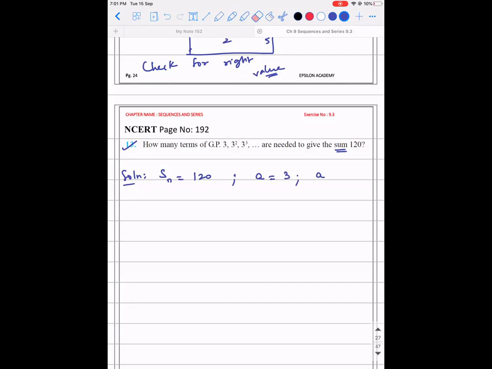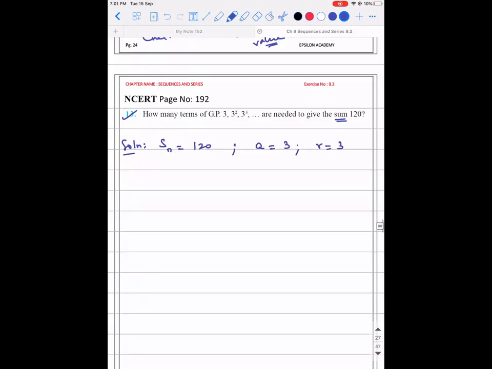Okay, so with the first term and second term in GP, you will be able to find the common ratio. What is the common ratio? 3. It is multiplied by 3. Okay. So Sn, what is the formula? A into r power n minus 1 divided by r minus 1.